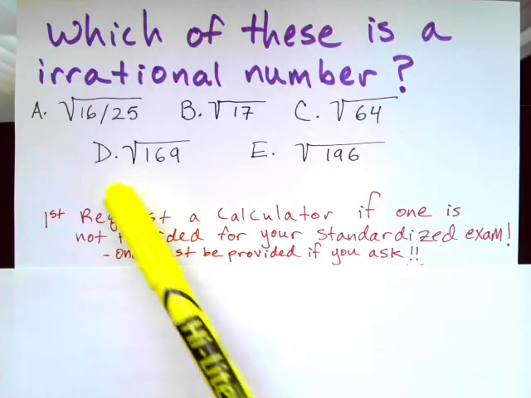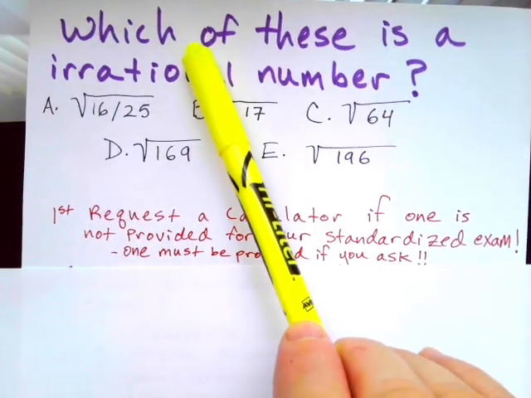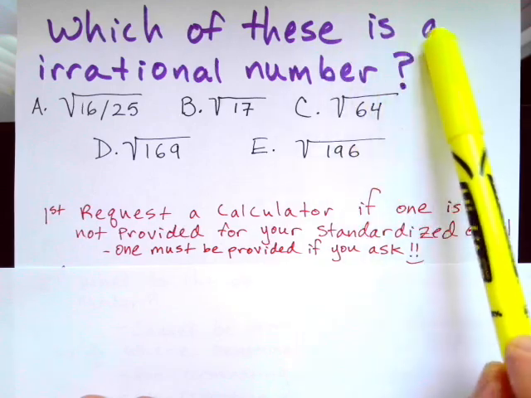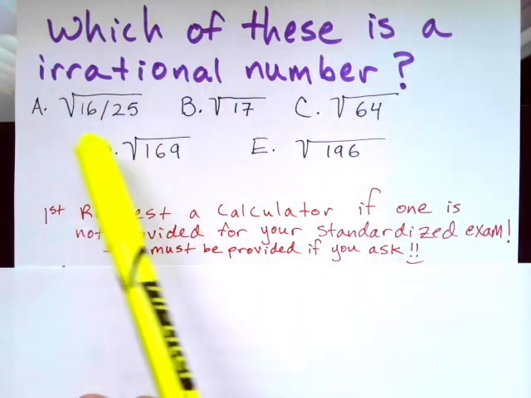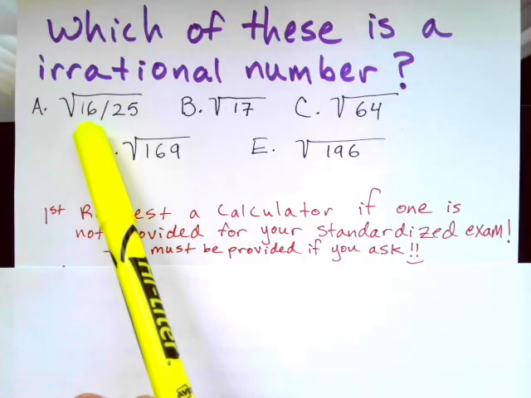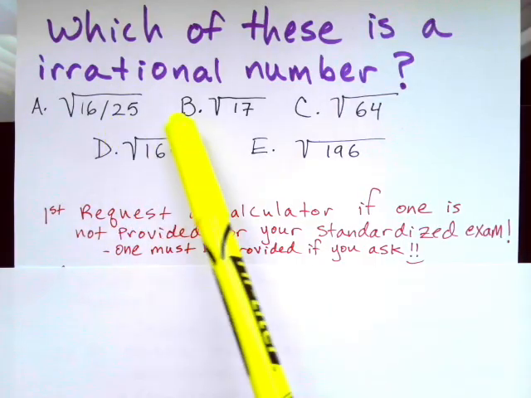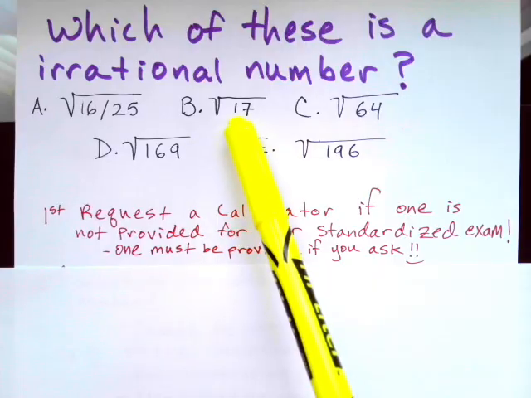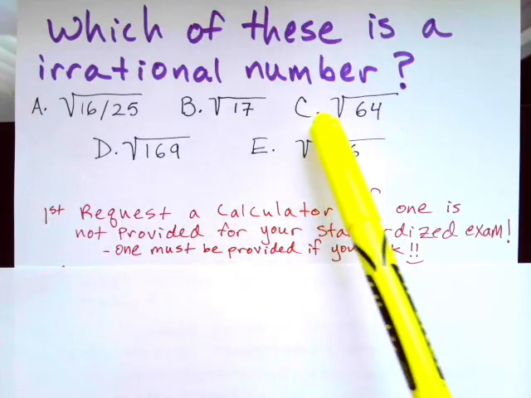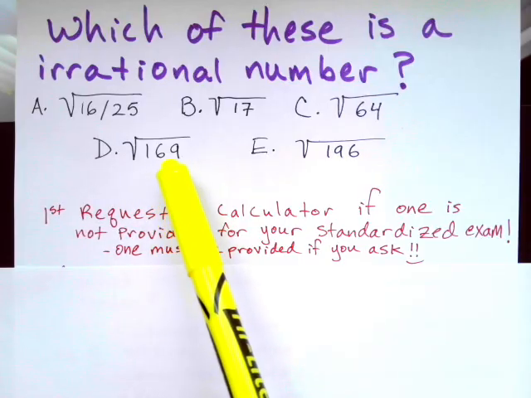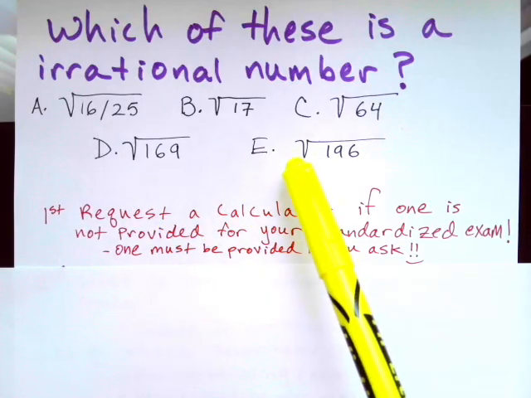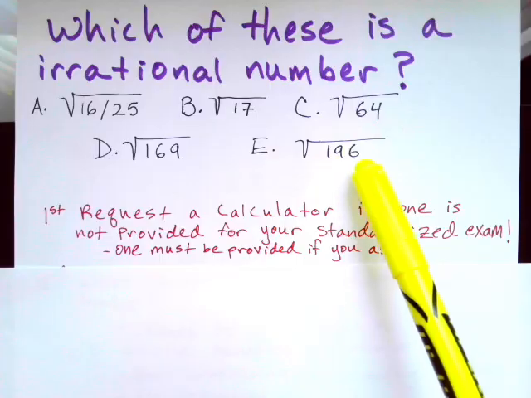So let's just get right on into it. Which of these is an irrational number? We have A, the square root of 16 divided by 25. B, the square root of 17. C, the square root of 64. D, the square root of 169, or E, the square root of 196.